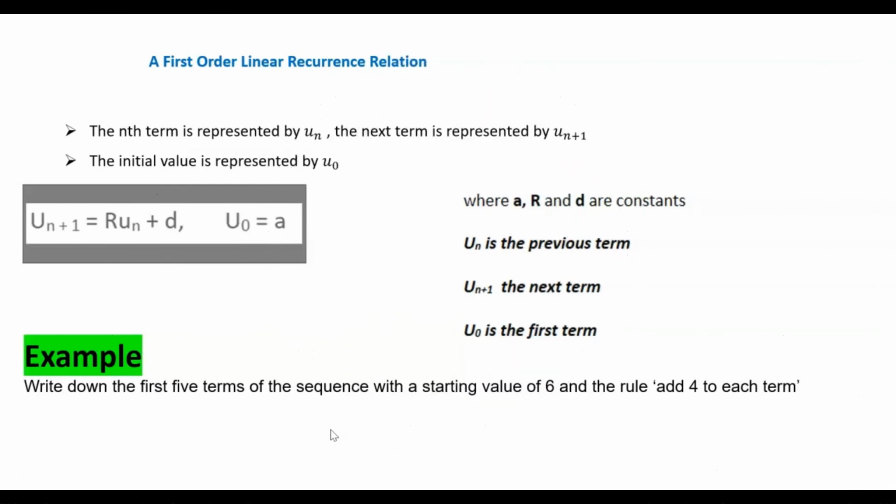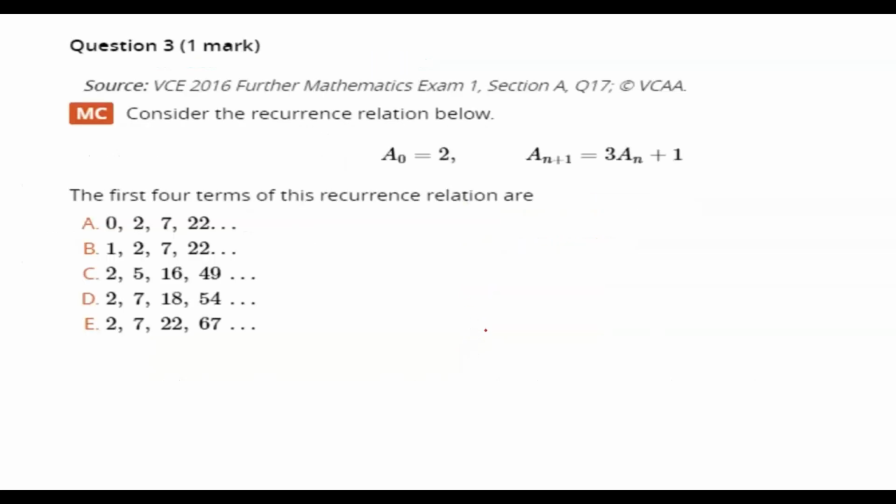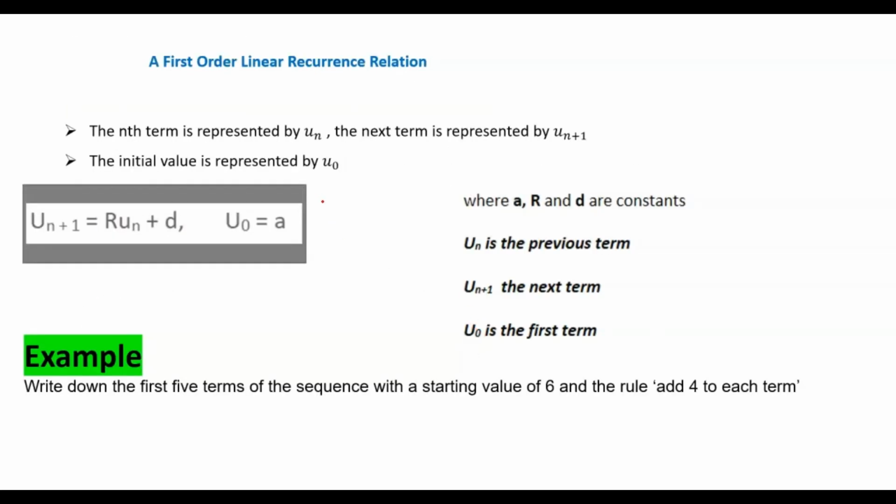First order linear relation. There are a few terms we need to be familiar with: the previous term, the next term, and the initial term. This is the first term you started with. In a linear order recurrence relation, in order to obtain the next term, you need to use the previous term. For example, let's have a look at this one here.